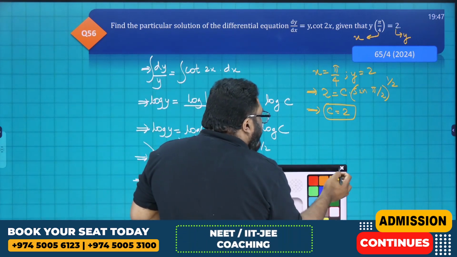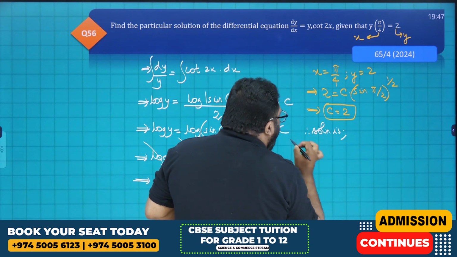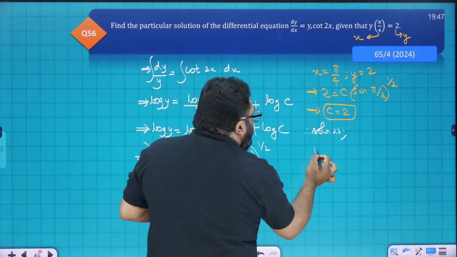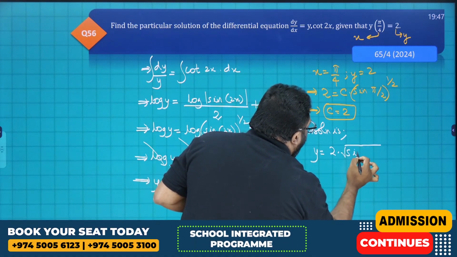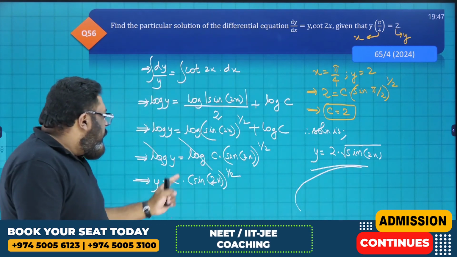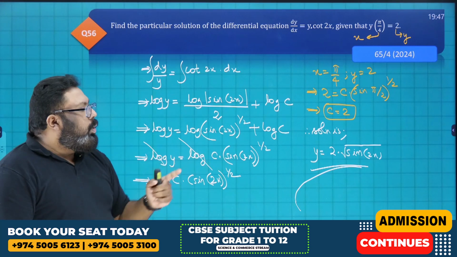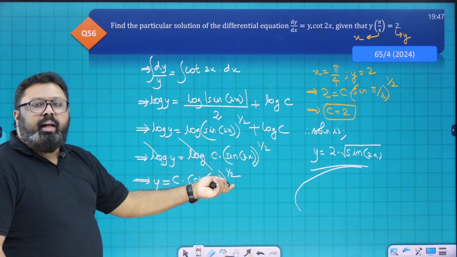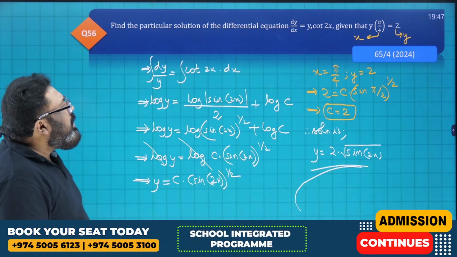So my particular solution is, therefore, y is equal to 2 into root of sine 2x. Because sine 2x raised to half is square root of sine 2x. So 2 into root of sine 2x. I hope everybody is clear with this. Okay, moving on to the next question, my dears.